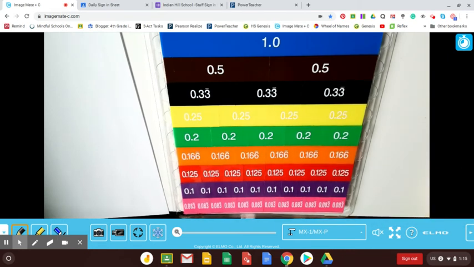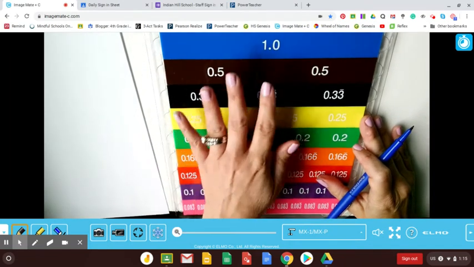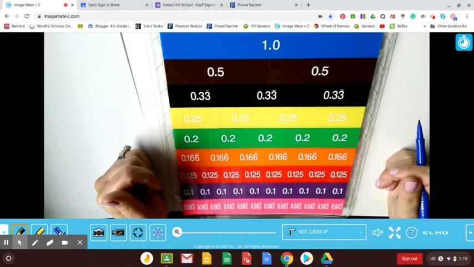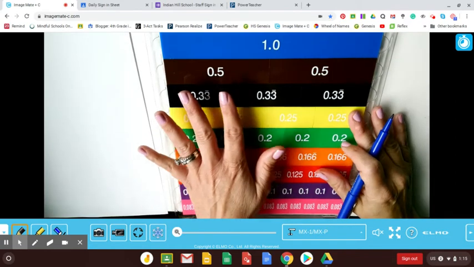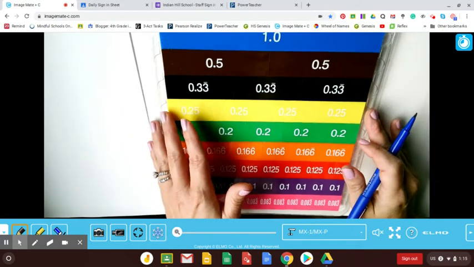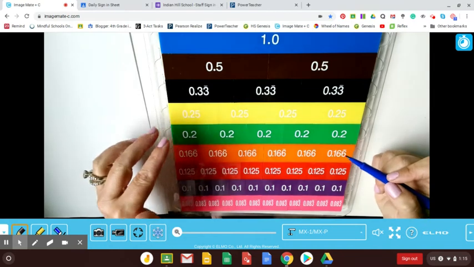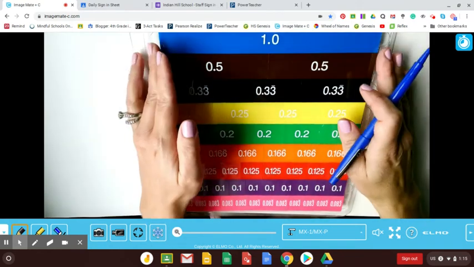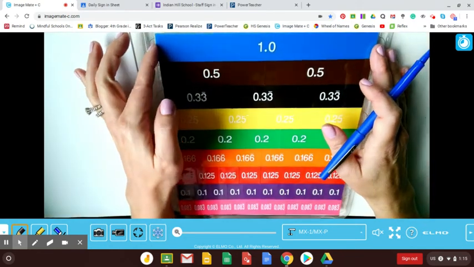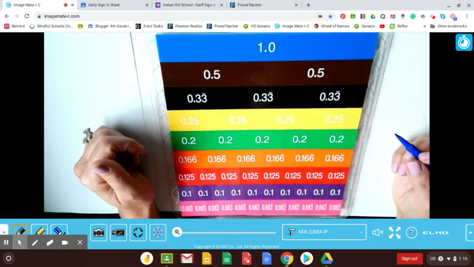I'm here just for a quick video to show you this pretty cool decimal strips model that I have here. It should remind you of the fraction strips that we have used in the past to show parts of a whole. And I just wanted to show you that just like we can do it with fraction strips, we can also use these decimal strips to represent parts of a whole as well.